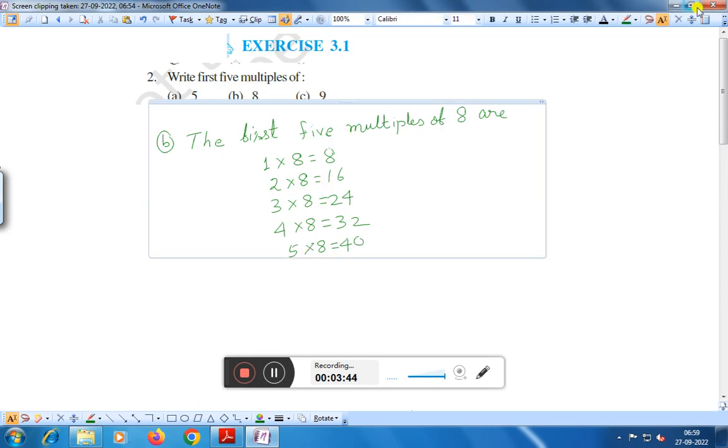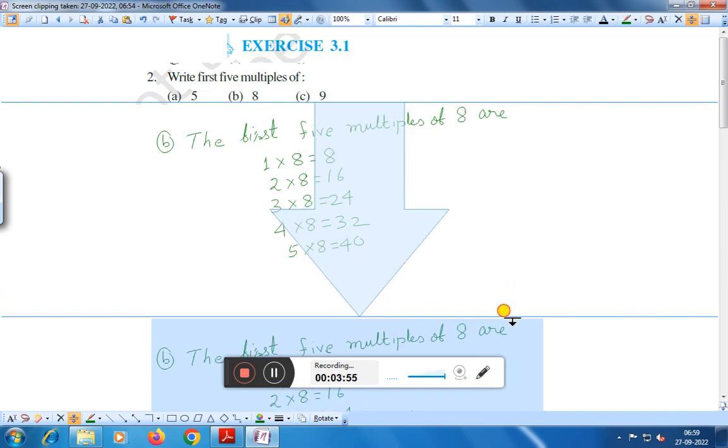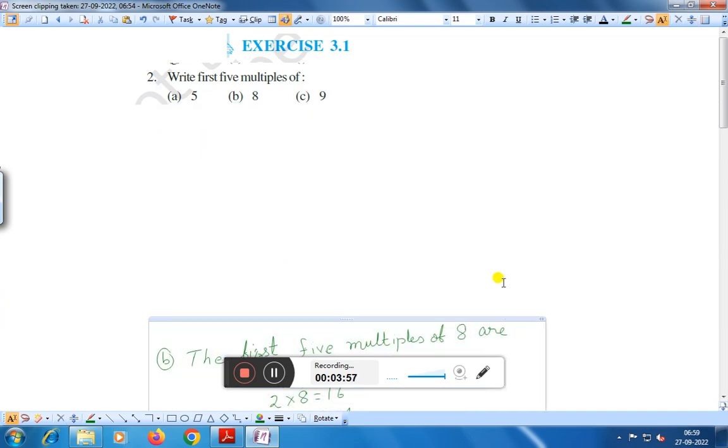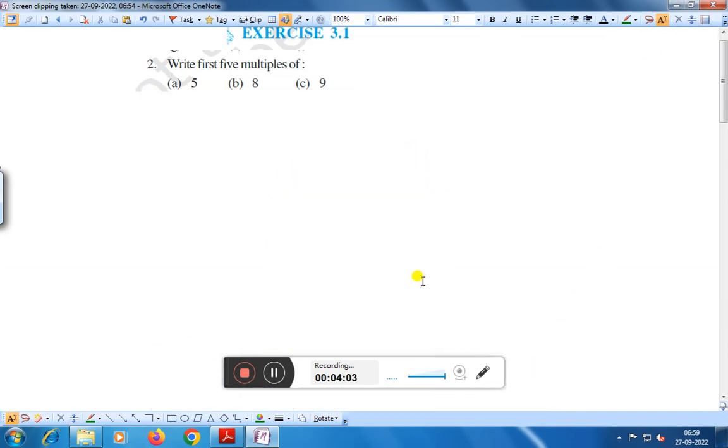Now we'll do question number C. Now we have to find the first 5 multiples of 9. First 5 multiples of 9.